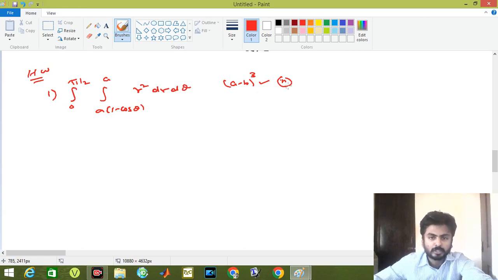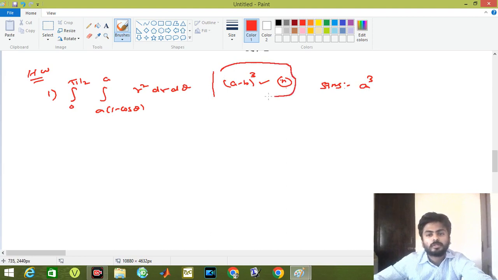The answer for this problem is a cube. So this is your hint. You have to use these two things. Then the second one is the second problem.